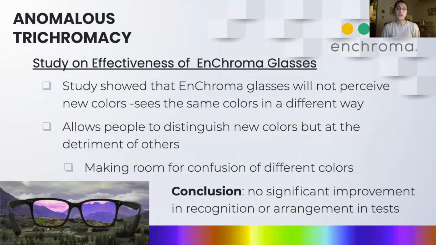The study showed that Enchroma glasses will not let people perceive new colors; people will see the same colors, but in a different way. This is good in that it allows people to distinguish new colors, but it does come at the detriment of other colors, making room for confusion. And the conclusion of the study was that there was no significant improvement in recognition or arrangement of tests.